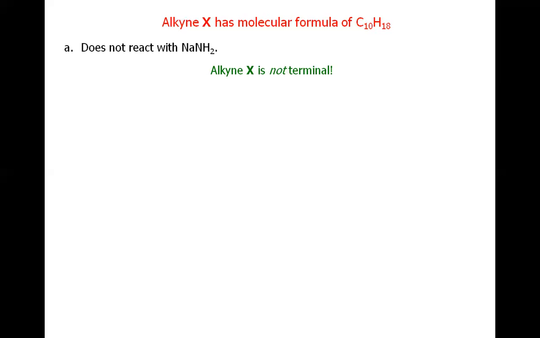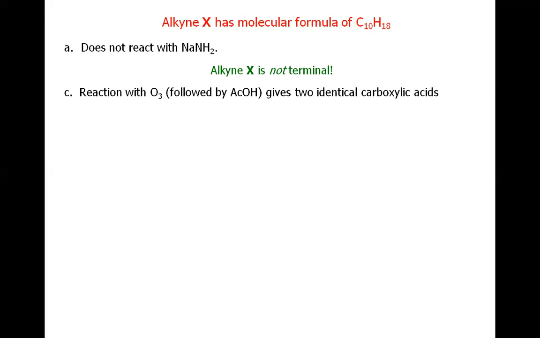Other way around, we could say the carbon-carbon triple bond is not at the corner of the chain, but lying somewhere within the molecule, between the terminals of the carbon chain, we had better say. Now take the advantage of the third clue first, then we will go to the second clue. Reaction with ozone followed by acetic acid gives two identical carboxylic acids.